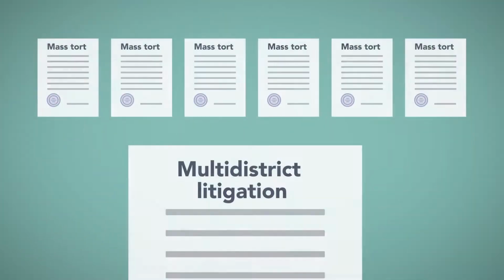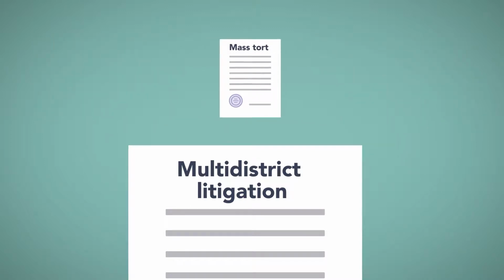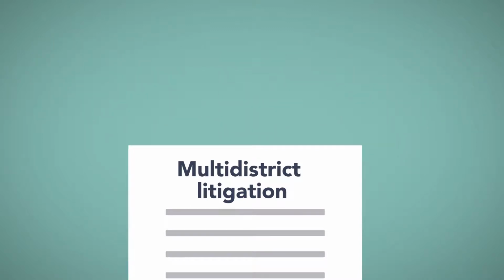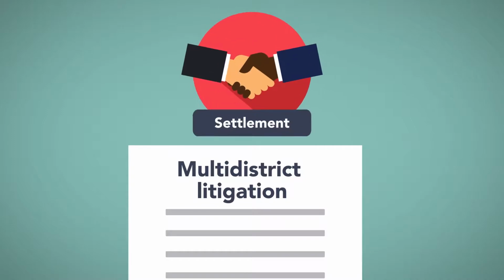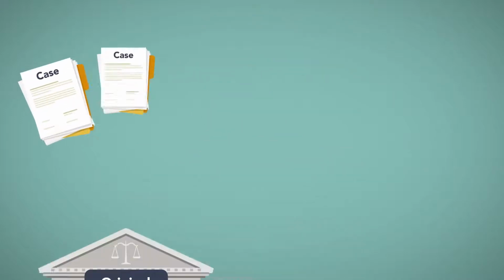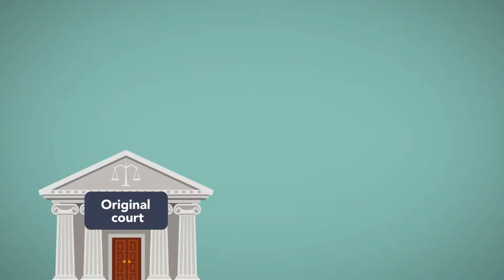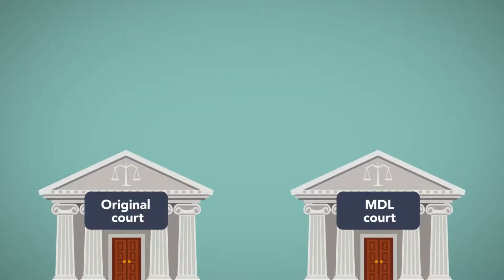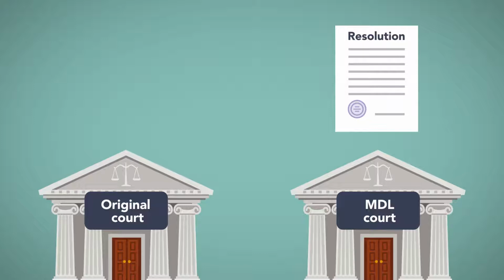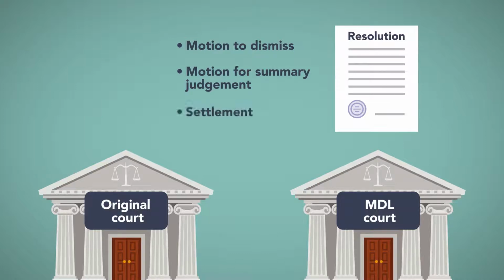As we've seen in previous modules, nearly all mass torts are aggregated into multi-district litigation, or MDL, cases. Furthermore, nearly all MDL cases are resolved, and when they do finally get resolved, it is by way of settlement. The individual cases in an MDL are supposed to be transferred back to the original court for individual trial. However, the MDL court has the authority to oversee resolution of the cases in the MDL by motion to dismiss, motion for summary judgment, or settlement.